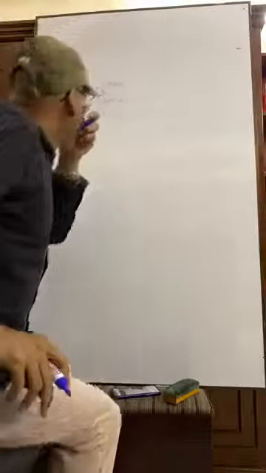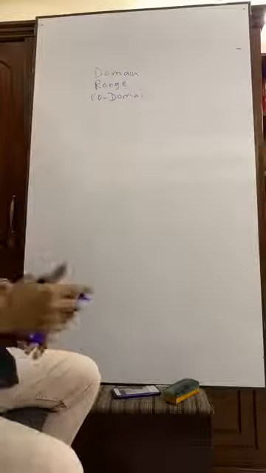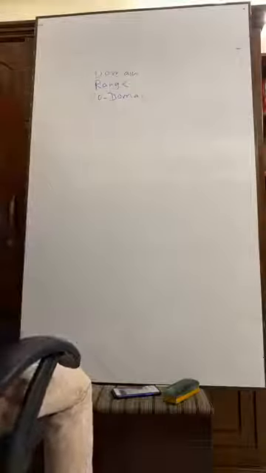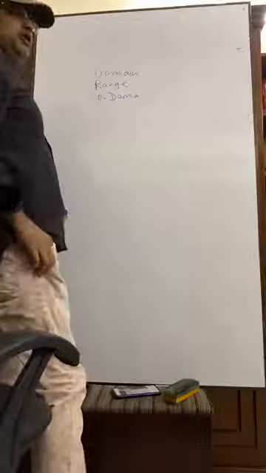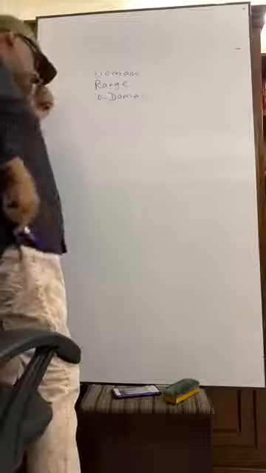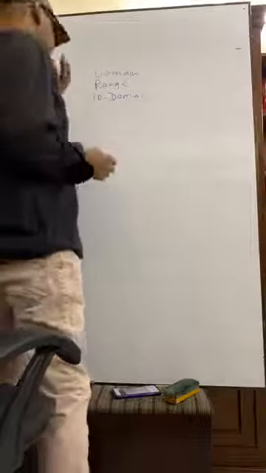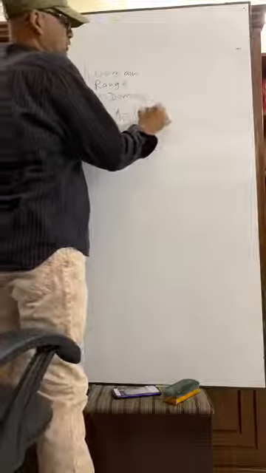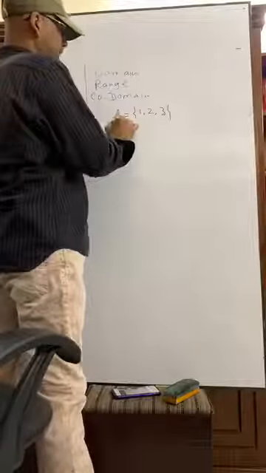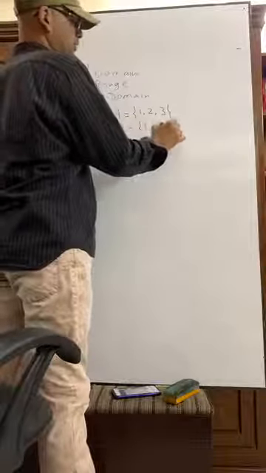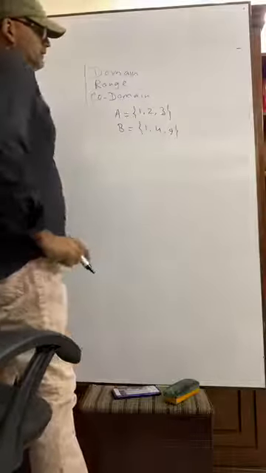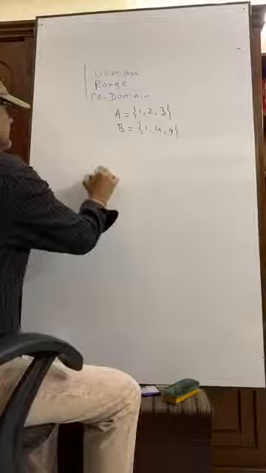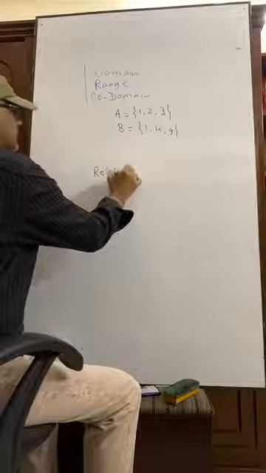Do you know what is domain, what is range, and what is codomain? Codomain. Suppose A is equal to {1, 2, 3} and B equals {1, 4, 9}. What is the relation?